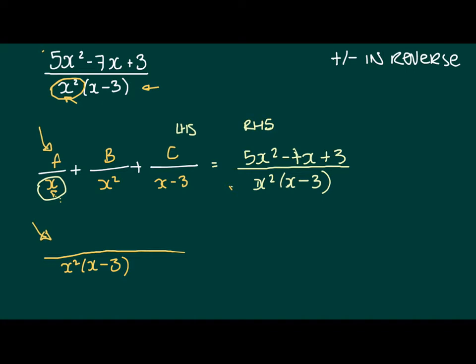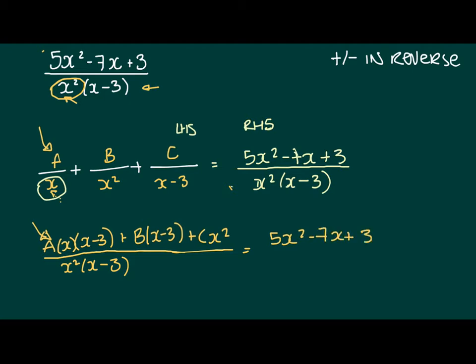I need to multiply top and bottom by x, so that the x goes to x squared and x minus 3 to gain that expression as well. My second fraction needs multiplying by x minus 3, and my third fraction needs multiplying by x squared. This now can be compared to this fraction that I've got on my right hand side, because the denominators are the same.